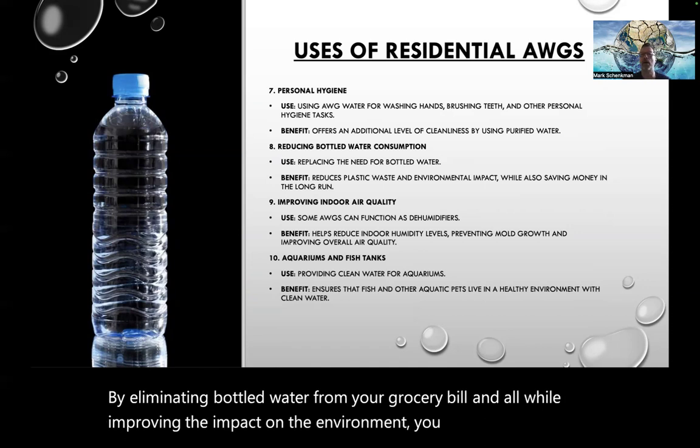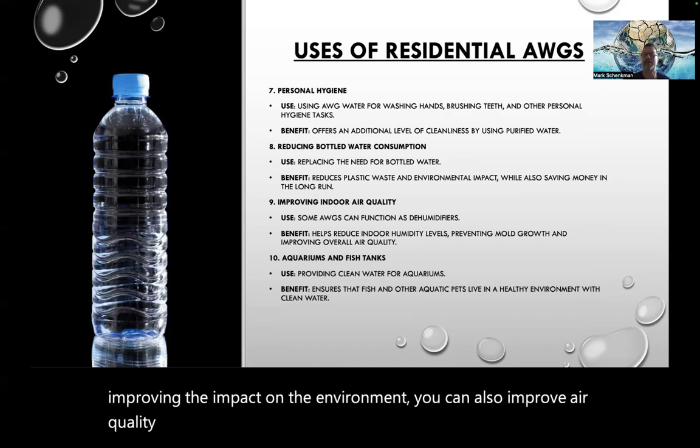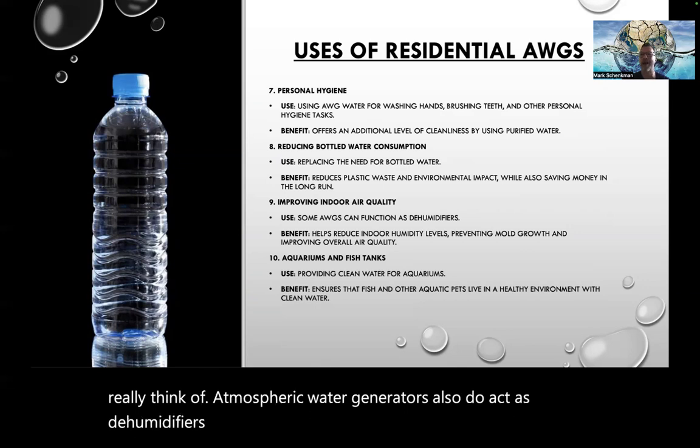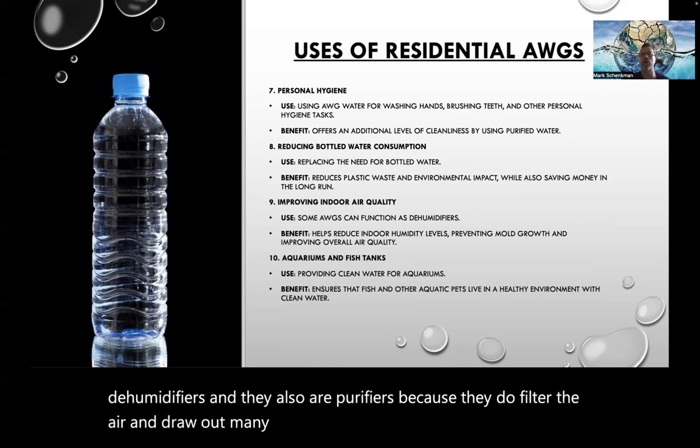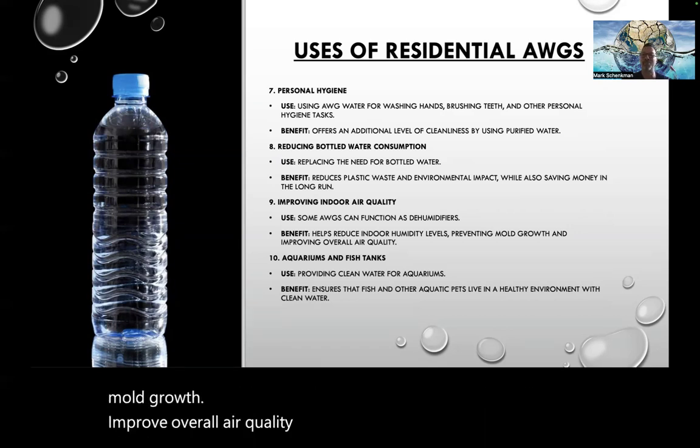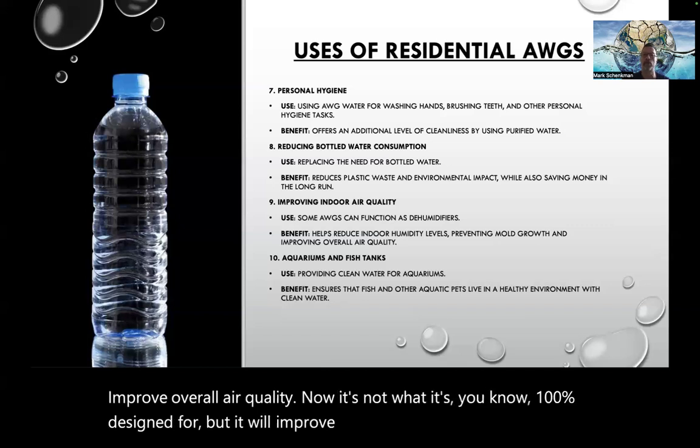You can also improve air quality. This is a function that a lot of people don't really think of. Atmospheric water generators also act as dehumidifiers, and they also are air purifiers because they do filter the air and draw out many of the particulate matter, prevent mold growth, improve overall air quality. Now, it's not what it's 100% designed for, but it will improve the air quality in a room.